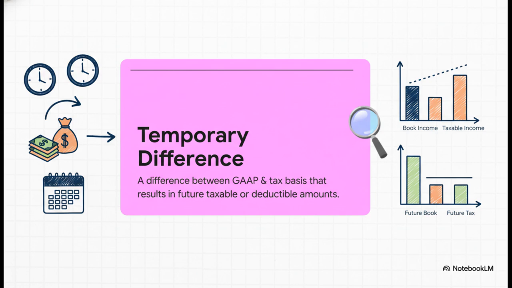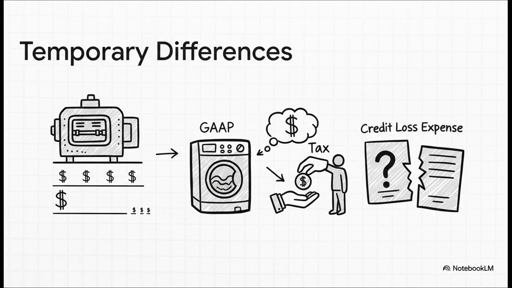This isn't about tax evasion. It just means that even though the numbers are different today, they're going to even out in the future. The difference will reverse. It's just a timing mismatch between what the company reports to investors and what it reports to the IRS. Let's make this super concrete with a few examples.